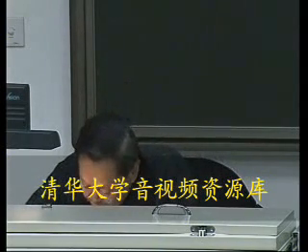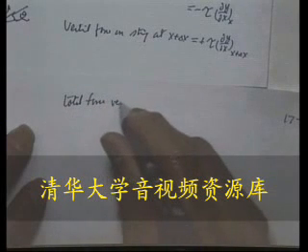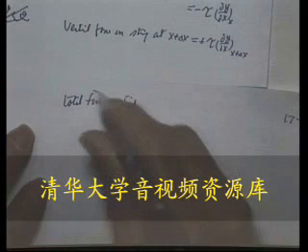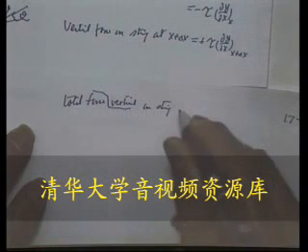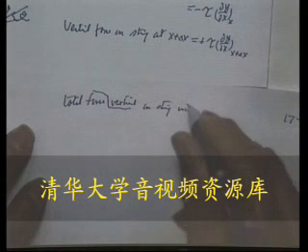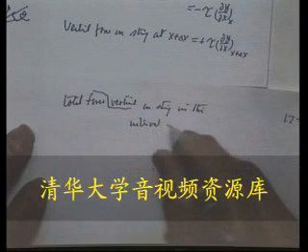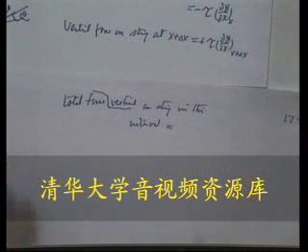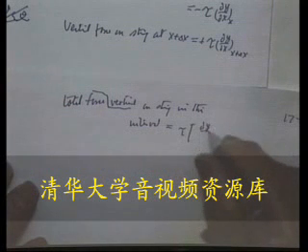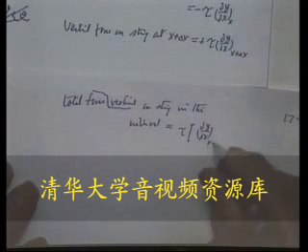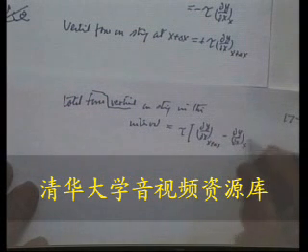所以 total force, total vertical force on string in this interval 就是这两个的 difference 是 equal to tau times dy dx at x plus delta x minus dy dx at x.